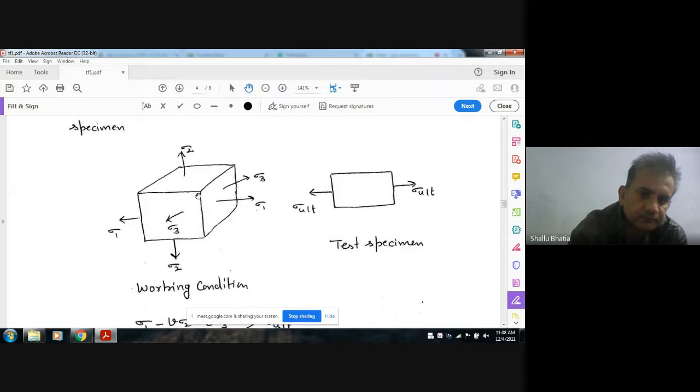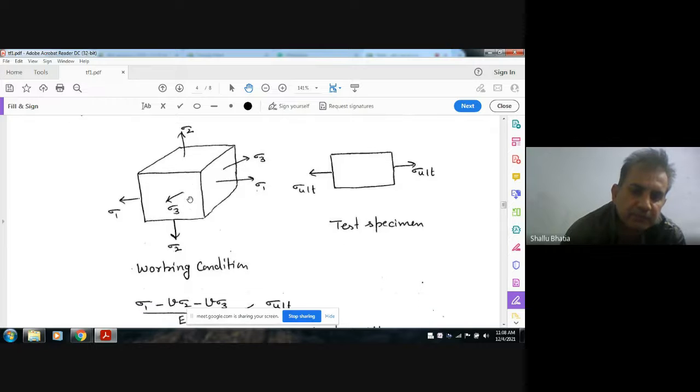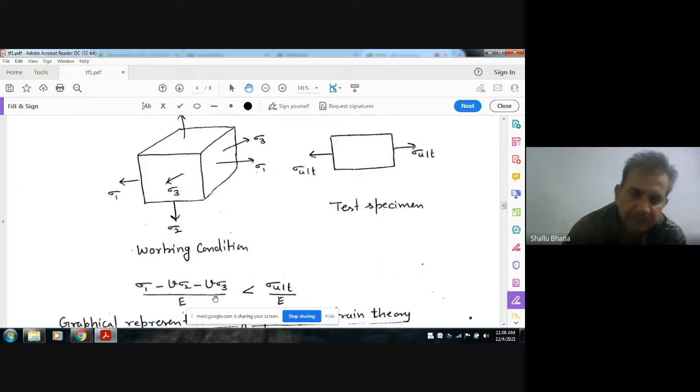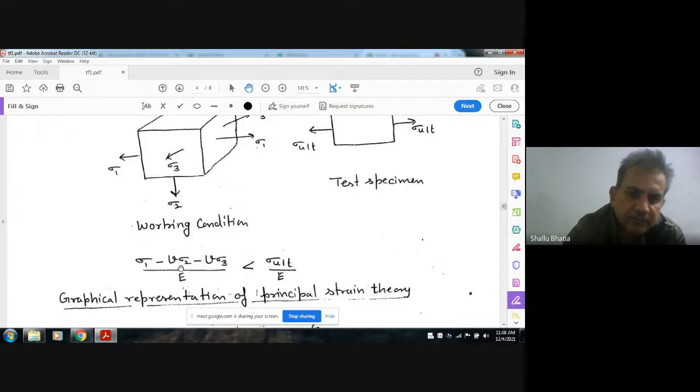Here, if sigma 1 is the principal stress, then the maximum strain is sigma 1 by E minus mu sigma 2 by E minus mu sigma 3 by E. So this maximum strain should not exceed the failure strain.